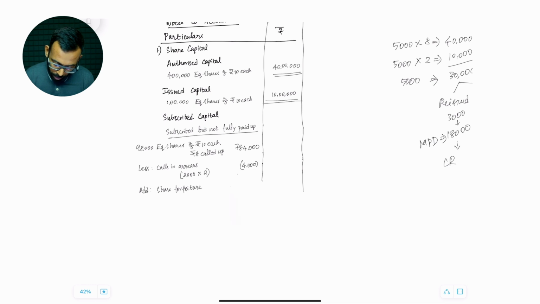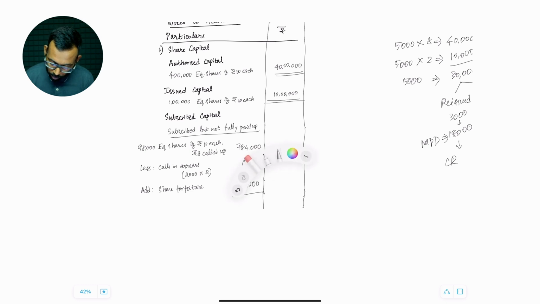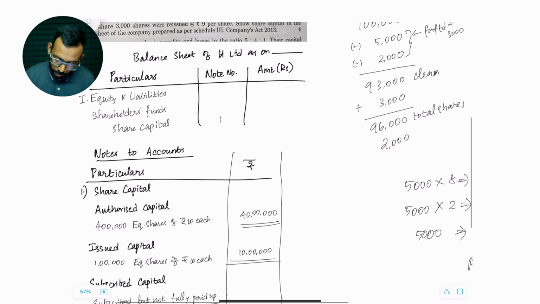Therefore, I will add this 12,000 to the computation here. Therefore, 7,84,000 minus 4,000 plus 12,000. The final answer will be 7,92,000. That is the amount being transferred to share capital.